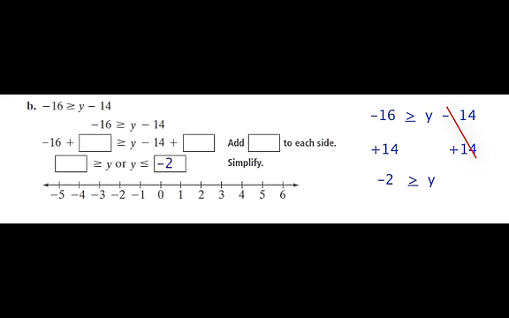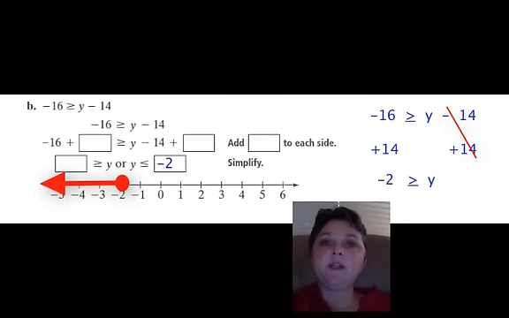So we can put a closed circle at negative 2, and since y is less than that, again, we're going to have a left arrow because y can be anything less than negative 2 or it can equal negative 2. Pause the video at this time to finish copying down the notes.